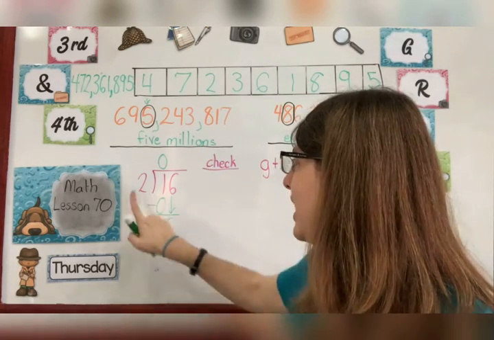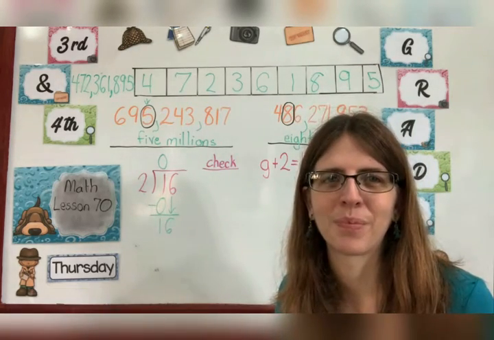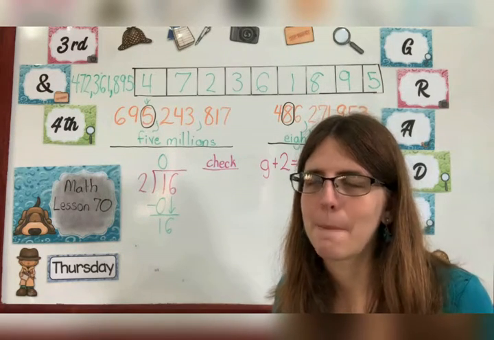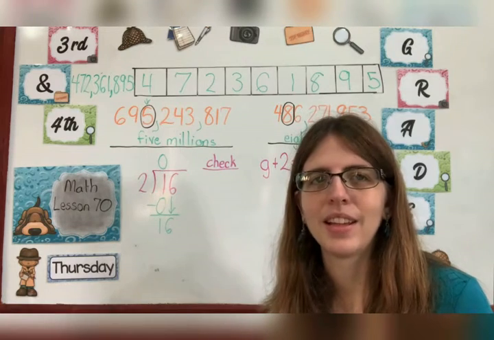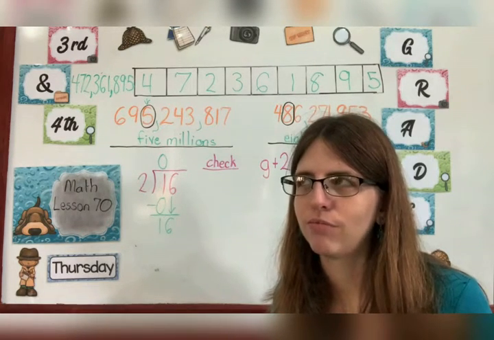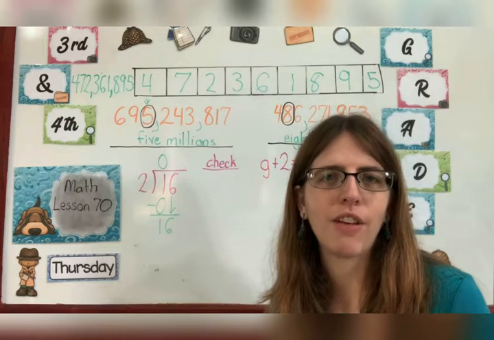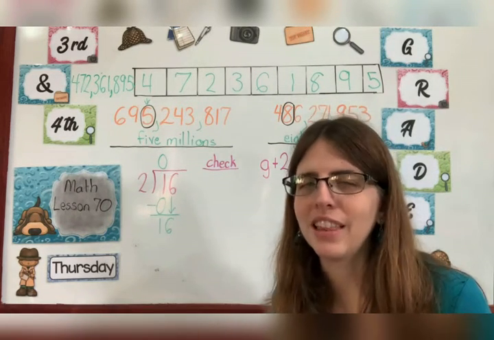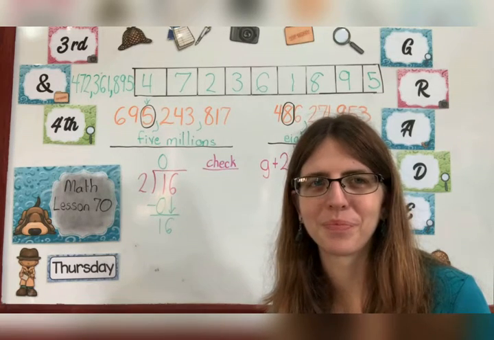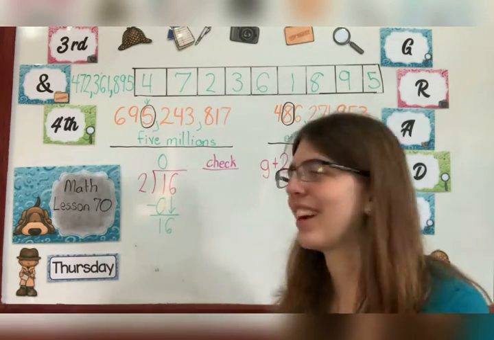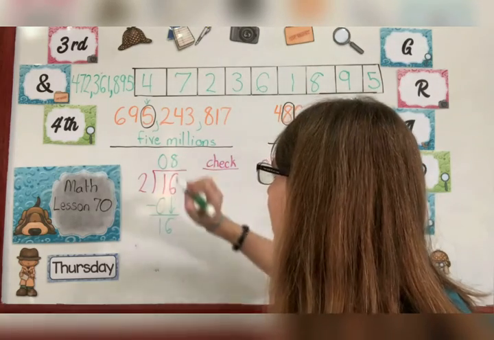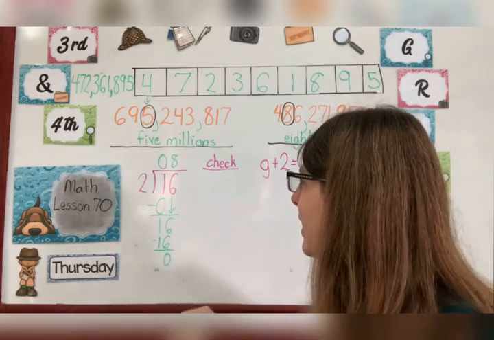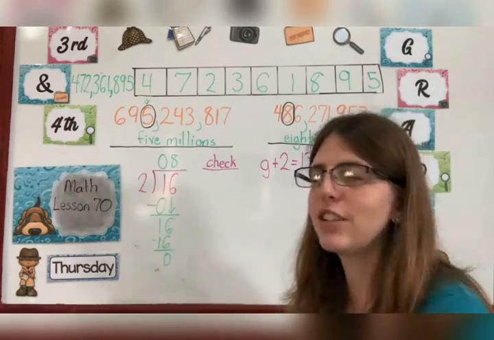Now I have 16 divided by 2. How many groups of 2 are in 16? Well, 6 times 2 is 12. I think we can get a little closer. 7 times 2 is 14. We can get a little closer. What's 8 times 2? 16, very good. So we'll go with 8. 8 times 2 is 16. 16 minus 16 is 0. So I don't have a remainder to write.